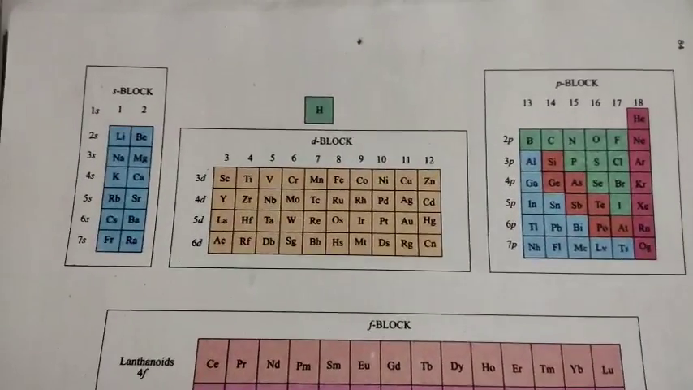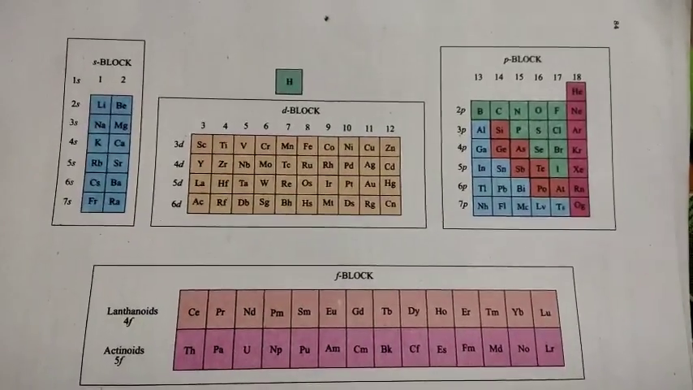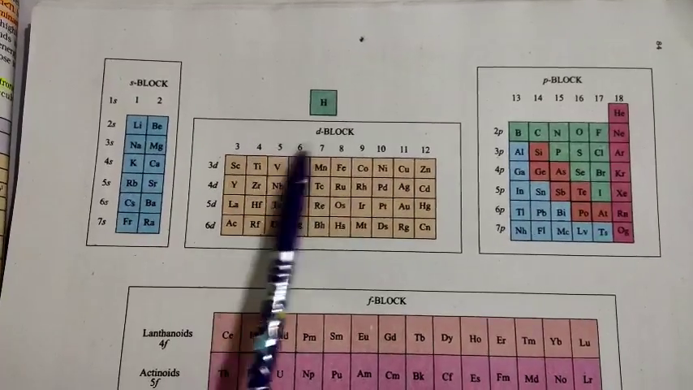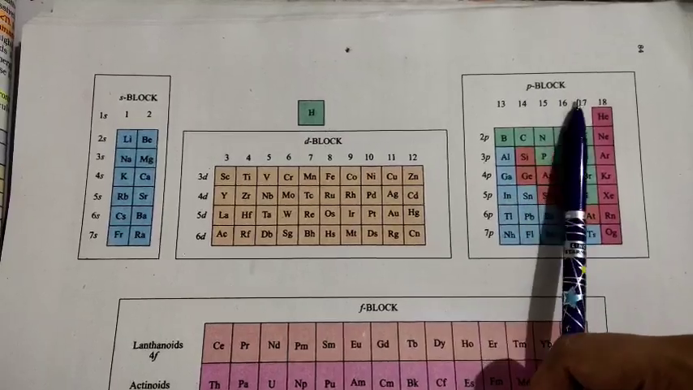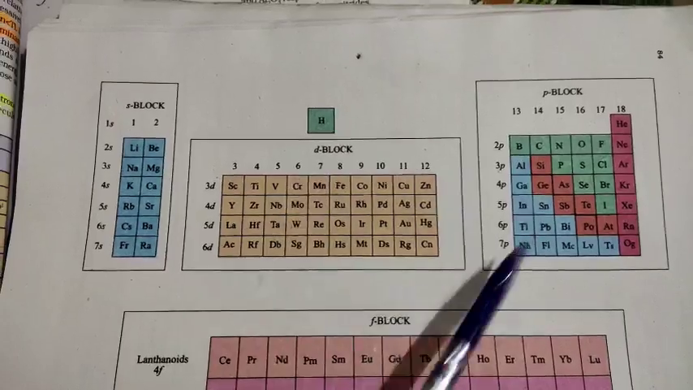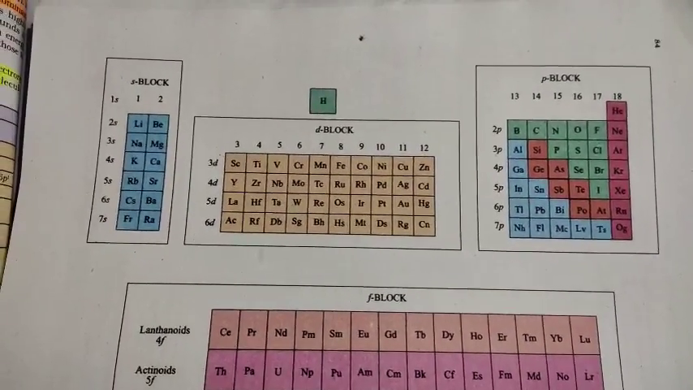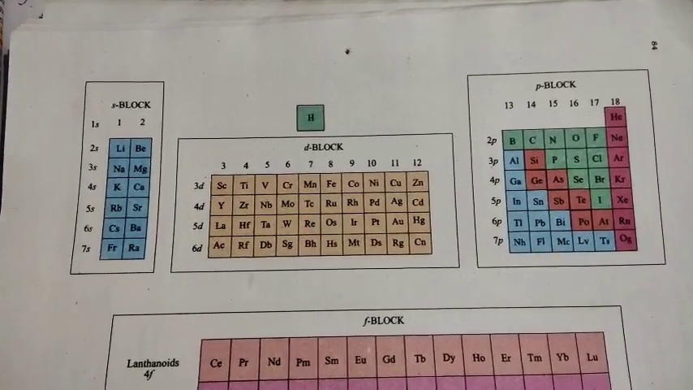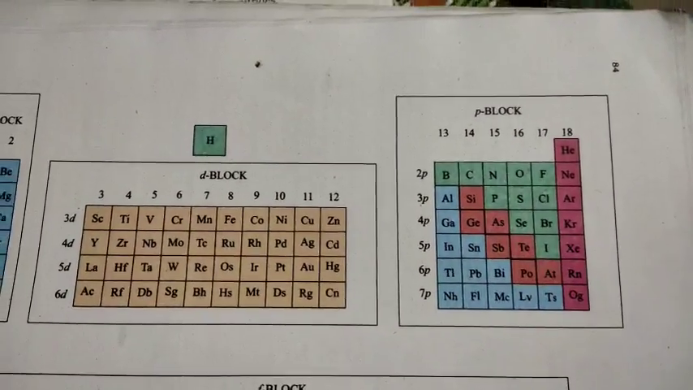Good evening, students. Today we will start the chapter P block elements. In front of you is the periodic table in which the S block is present. This is the middle portion, that is the D block. The rightmost corner is the P block and the bottommost is the F block. So the whole periodic table is divided into 4 blocks as such, and the elements are placed in accordance with their atomic number. So this is the P block which we are going to study now.